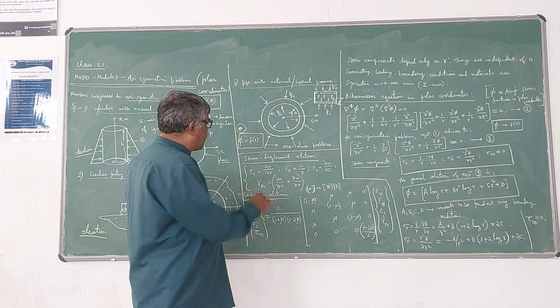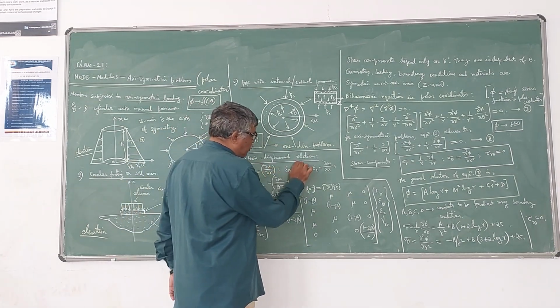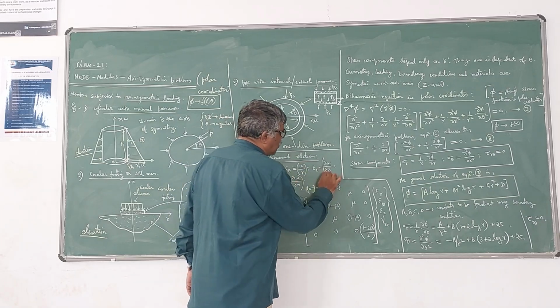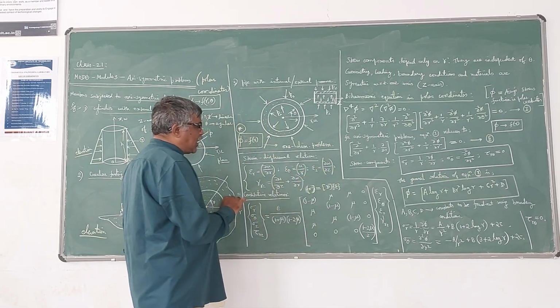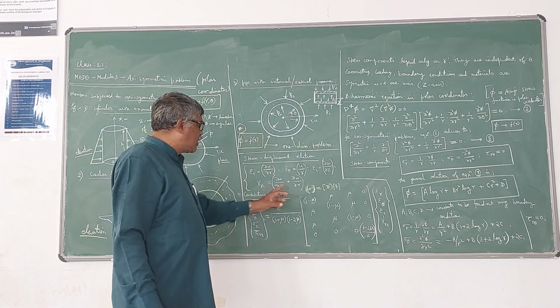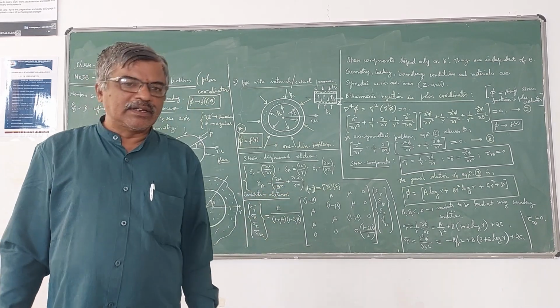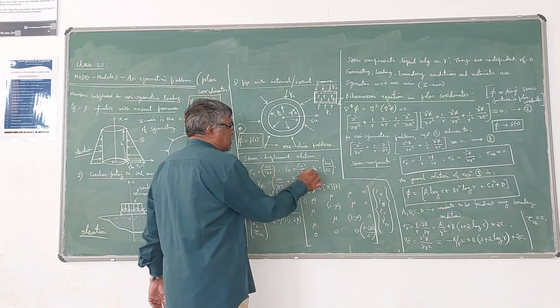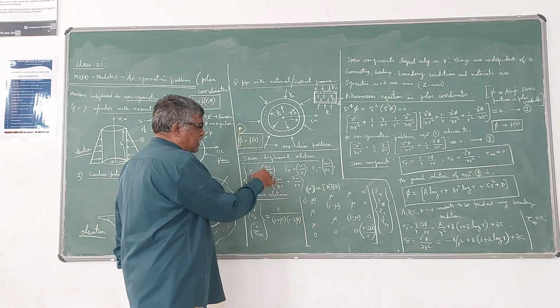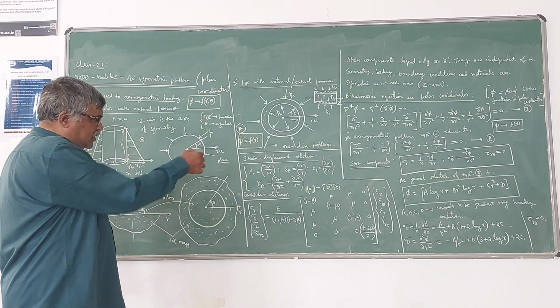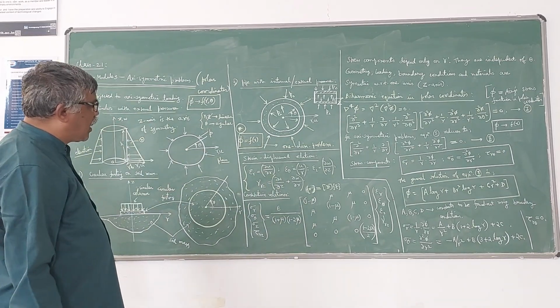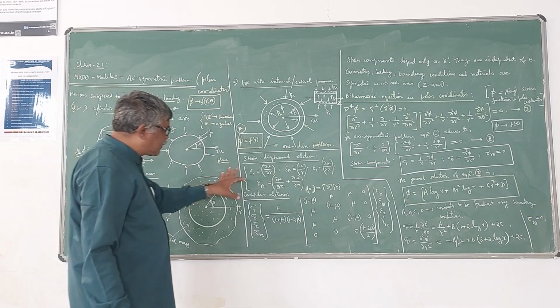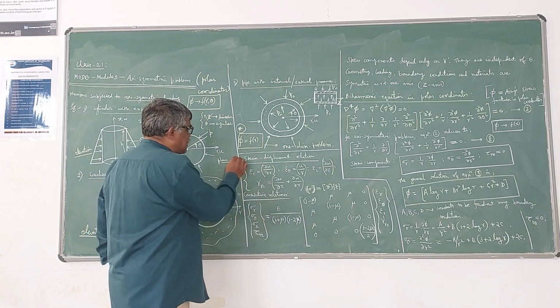So dou u by dou r is epsilon r, u by r is epsilon theta, dou w by dou z is epsilon z, and dou u by dou z plus dou w by dou r is gamma r z. That is the shear strain. So these are the normal strains along r, theta, z directions, and this is the shear strain gamma r z. Now these are the strain displacement relations.